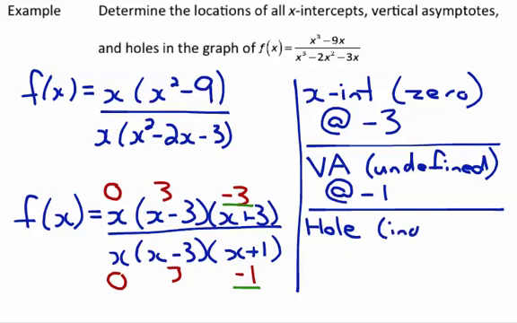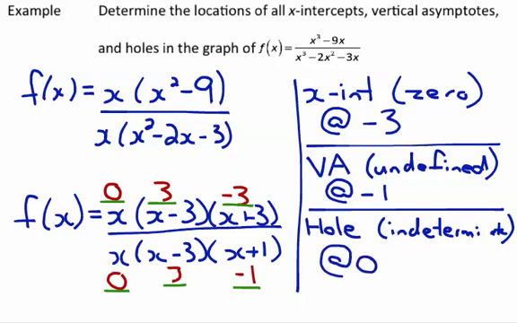My holes happen when I have an indeterminate form. Indeterminates happen when we have 0 on the top and on the bottom, in which case the 0's absolutely will leave a hole in the graph. As well, so will the 3's. So I'm going to have actually 2 holes in this graph, one at 0 and another one at 3.